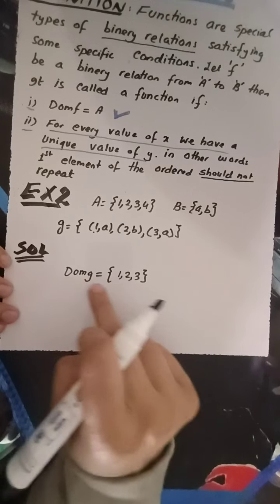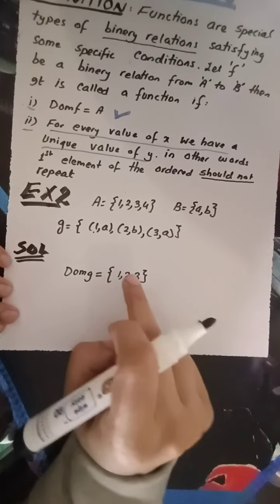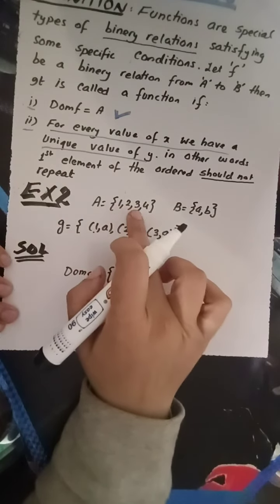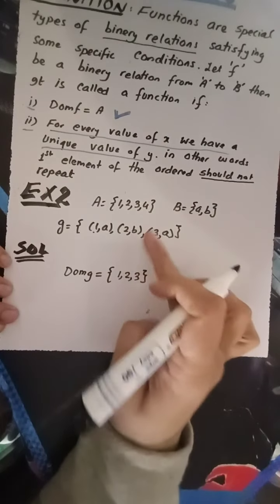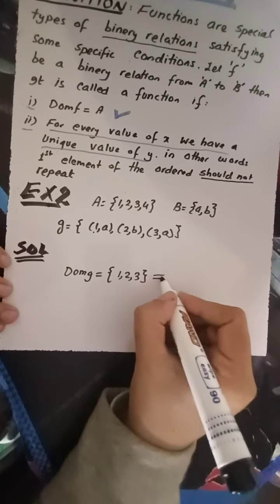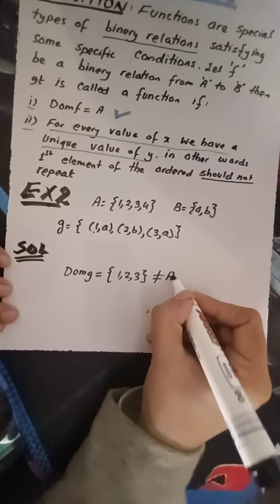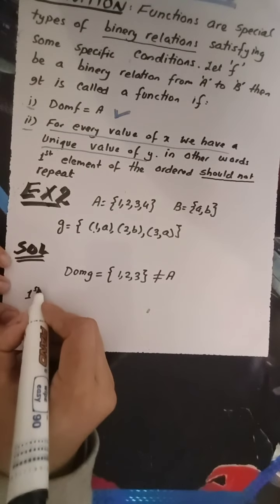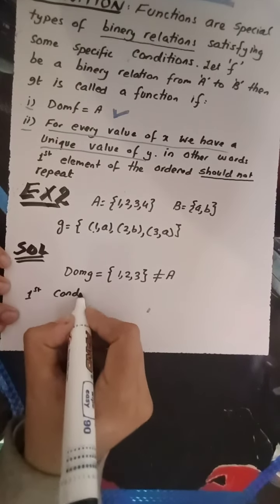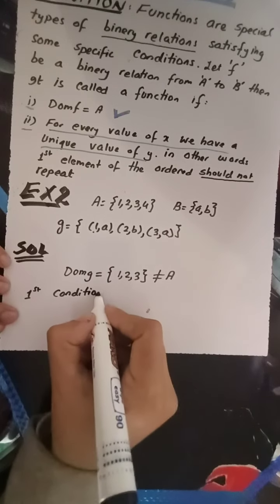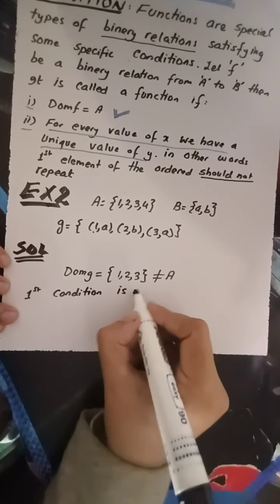The domain of G is {1, 2, 3}, while the set A is {1, 2, 3, 4}. Is it equal to set A or not? Of course not. This is not equal to set A. So the first condition for this binary relation to become a function is not satisfied.